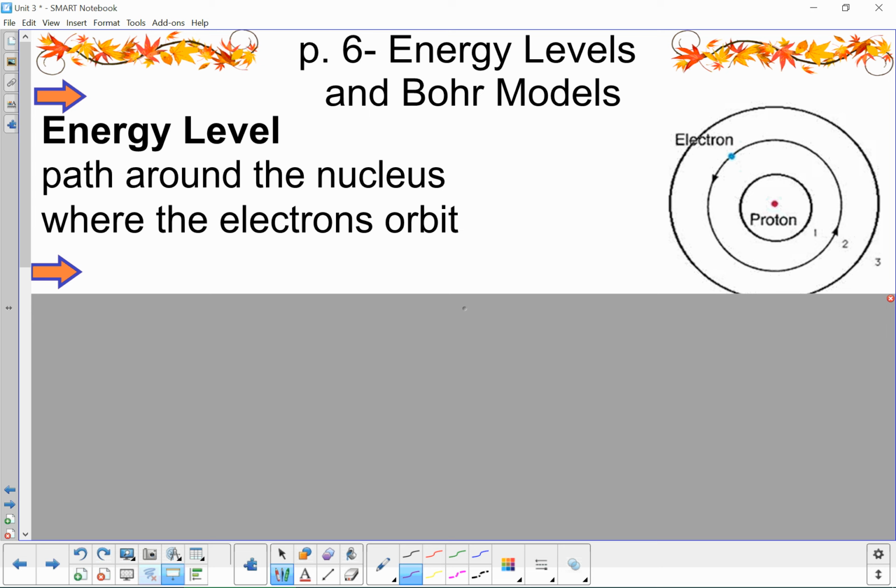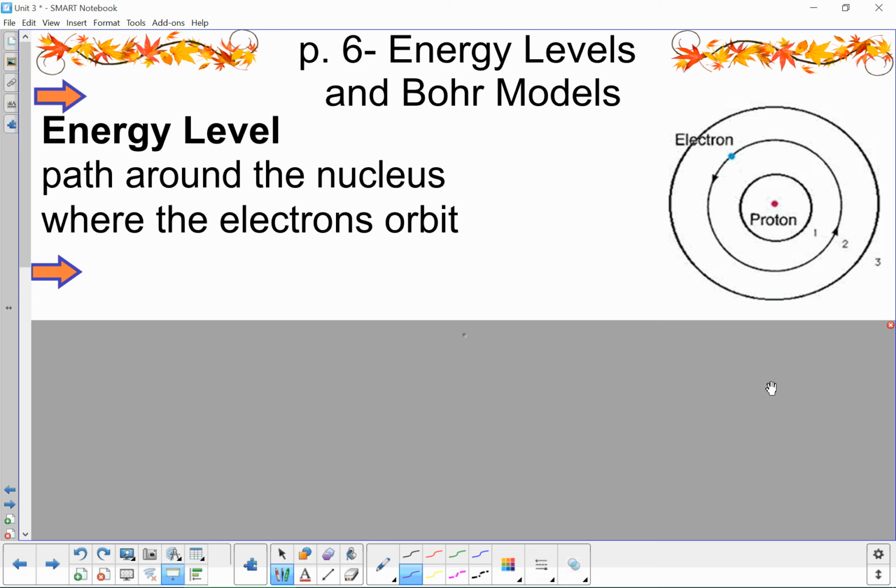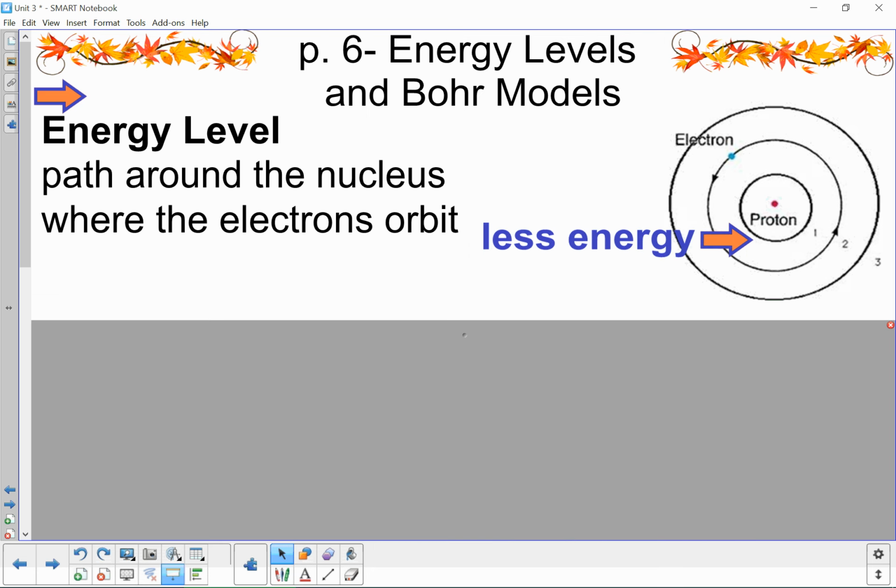The reason that we say the word energy in there, though, is those different rings actually have energy in them. But you'll notice that they're kind of different sizes. This energy level that's closest to the nucleus, because it's so little, actually has less energy than those energy levels that are farther away from the nucleus. So as the energy levels get bigger, they actually have more energy.